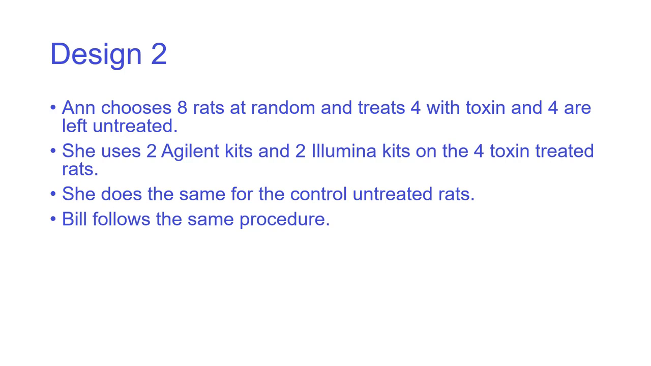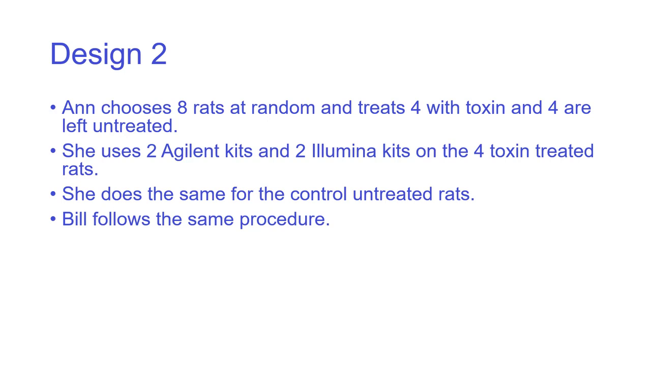The second design is a much more effective and good design, and this deals with both of those issues together. So Anne chooses 8 rats at random, treats 4 of them with the toxin, and 4 are left untreated or given the inert treatment. She uses 2 Agilent kits and 2 Illumina kits with the toxin, and she uses 2 Agilent kits and 2 Illumina kits with the control group. Bill follows exactly the same procedure.